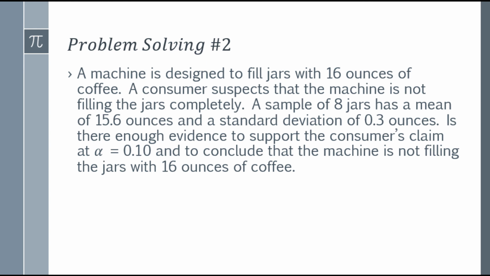Okay, next, let's have problem solving number 2. A machine is designed to fill jars with 16 ounces of coffee. A consumer daw suspects that the machine is not filling the jars completely. A sample of 8 jars has a mean of 15.6 ounces and a standard deviation of 0.3 ounces. Is there enough evidence to support the consumer's claim at alpha is equal to 0.10 and to conclude that the machine is not filling the jars with 16 ounces of coffee?